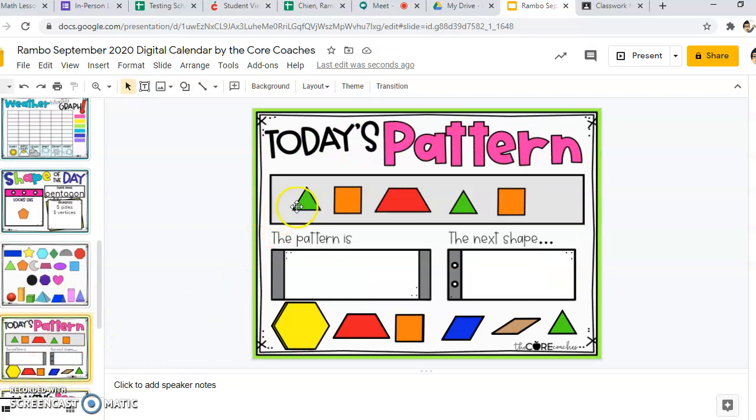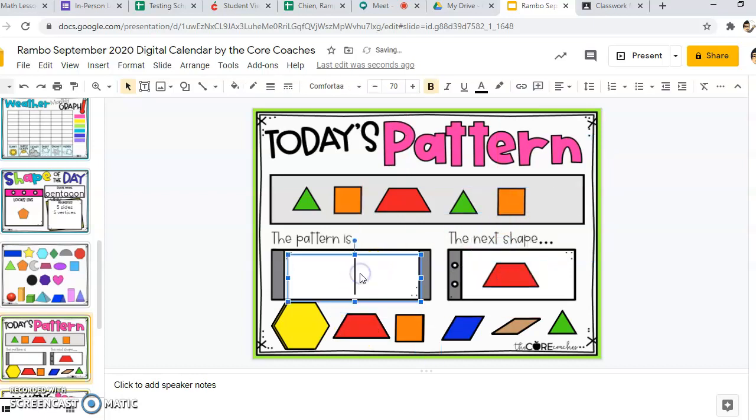Now let's look at today's pattern. We have triangle, square, trapezoid, triangle, square. What comes after the square? You're right, it's the trapezoid will be the next shape. So this is called an ABC pattern.